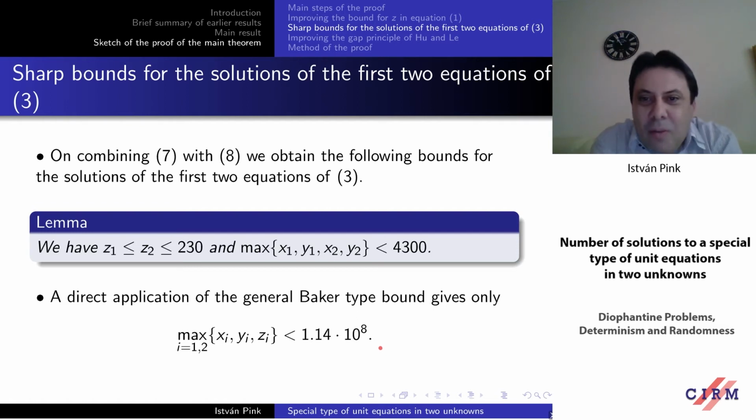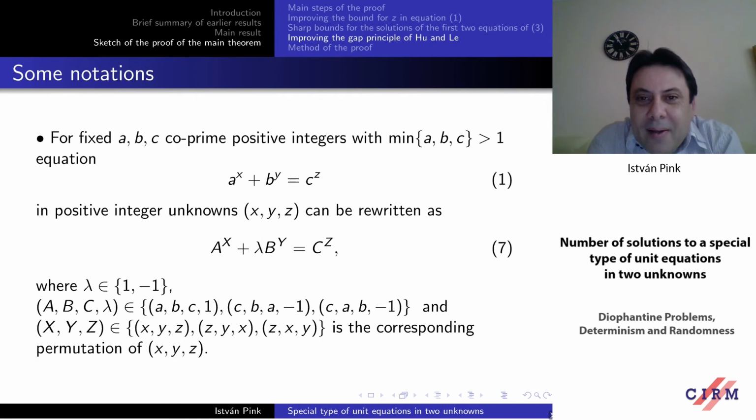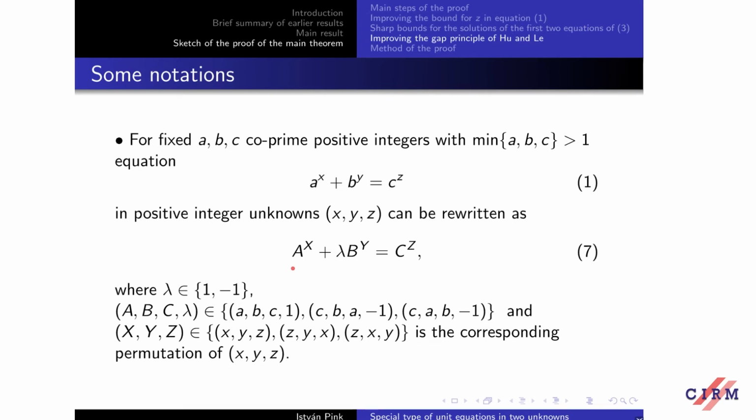Okay, and now the third point is the improvement of the gap principle of Hu and Le. There are some notations here, but the point is that this equation can always be rewritten in this form, capital A to the x plus lambda times b to the y equals c to the z, where lambda is 1 or minus 1. You can see here the corresponding parameters.